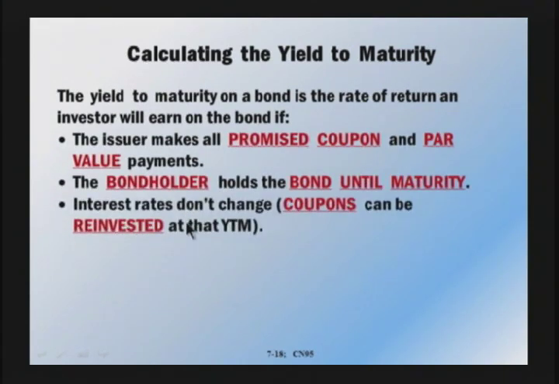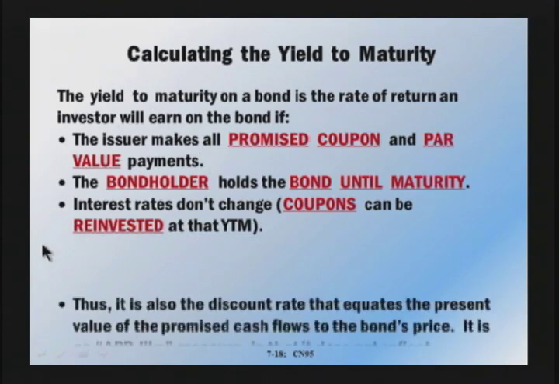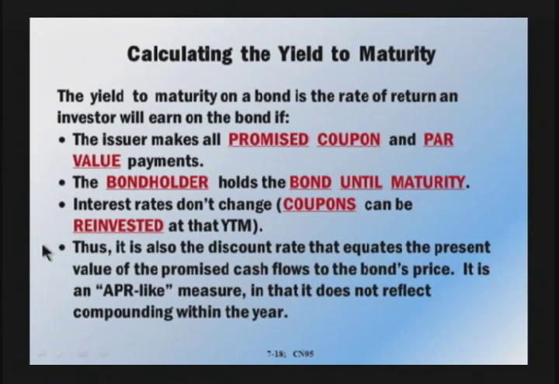To earn that yield to maturity, the issuer cannot default. They have to make all the promised coupon and par value payments. The bondholder has to hold the bond until maturity. That's where it gets its name. It's the yield you earn up until maturity if you buy the bond and hold it until maturity. And the interest rates don't change, meaning you don't suffer reinvestment risk, that the coupons can be reinvested at that same yield to maturity. So if those things happen, then you're going to earn that yield to maturity.